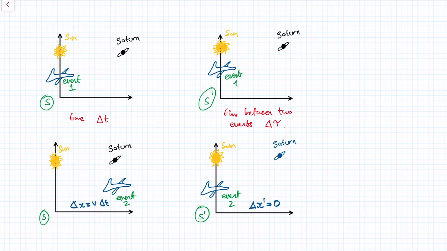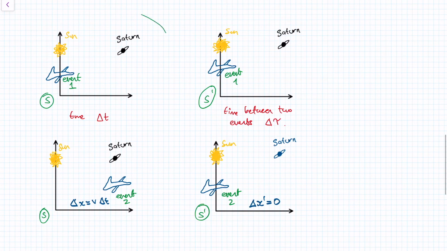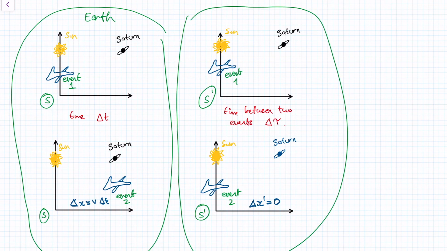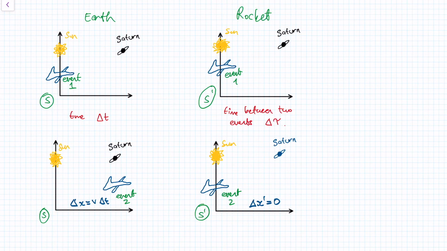Okay, so this is what we're looking at. On the left-hand side, we're looking at the frame S, as it is observed from Earth, and this is observed from the rocket. Okay, so let's do some calculations now, based on the observation on the left, observed from the Earth.